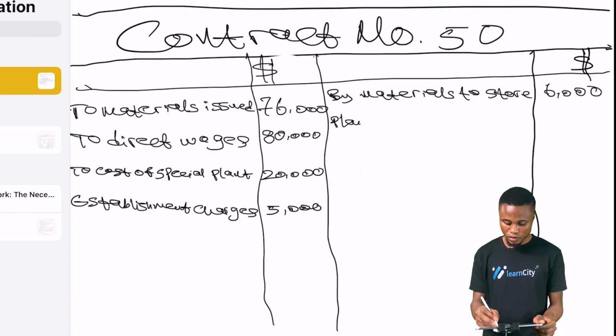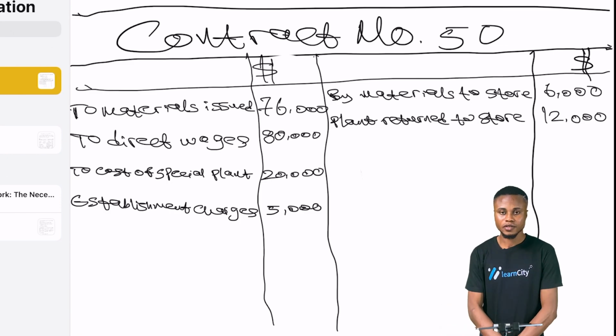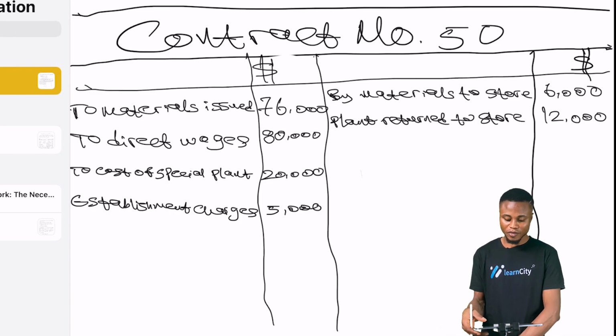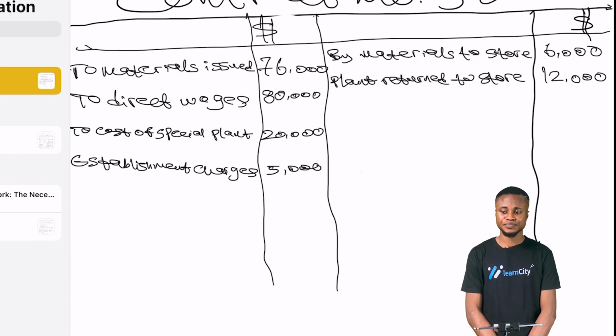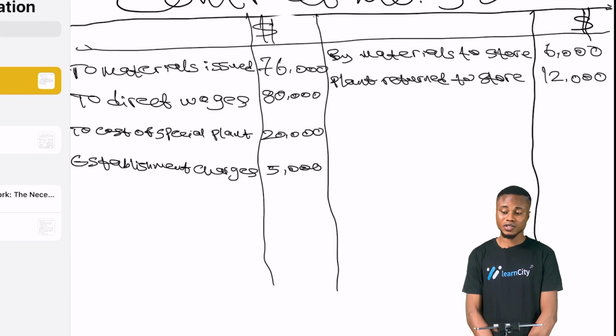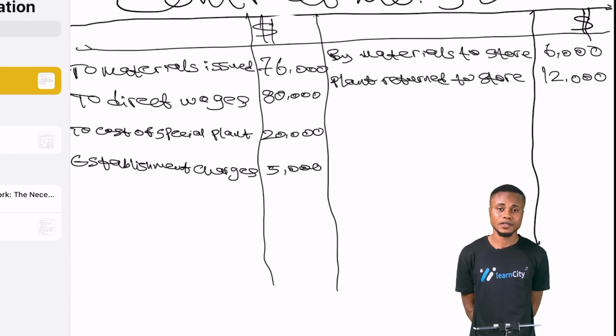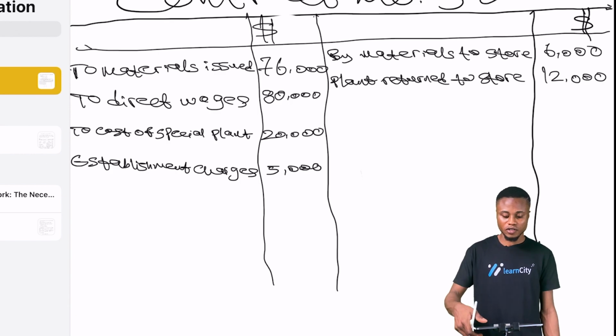Plant returned to store, which is $12,000. Okay, so of course we've solved more than half of our question. And in that additional information, they told us that the contract was completed by the 31st March 2020 at a contract price of $200,000. This $200,000 will have to appear on the credit side of the contract account.